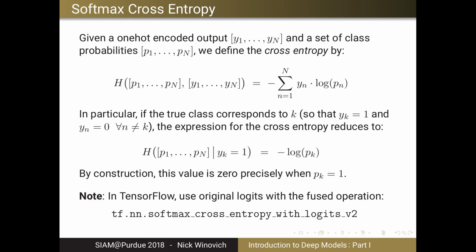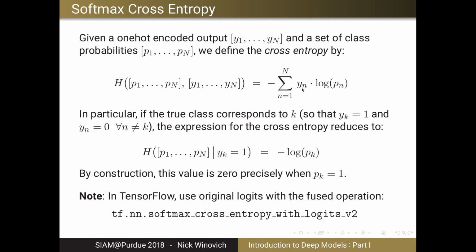So we can imagine we've applied a softmax function, and we have probability values. We have some labels listed in a one-hot encoding of the output. So here we have a sequence y, but only one of them is 1. The rest are 0, as we mentioned in yesterday's talk. And we define the cross entropy as follows.